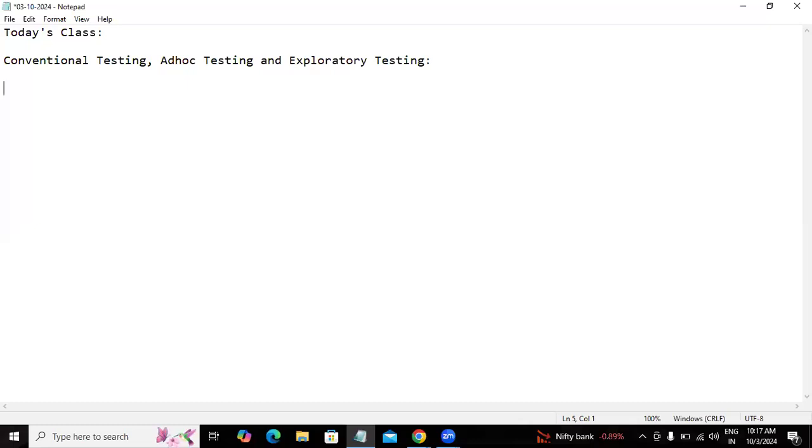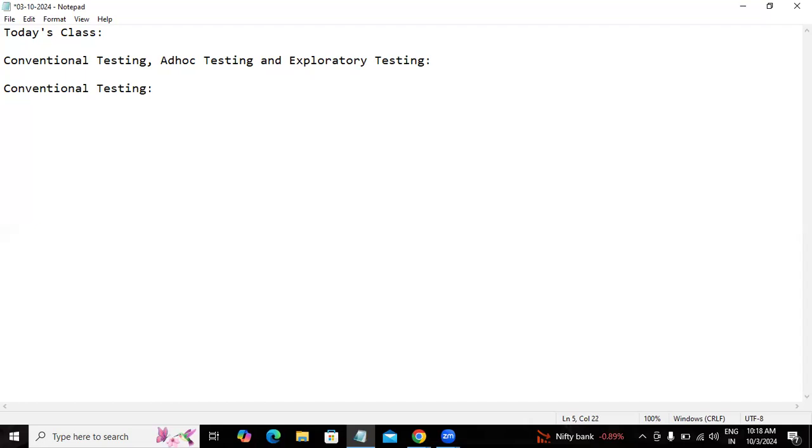Here is the conventional testing process. Conventional testing means whenever we have the requirements, we are going to perform conventional testing. Whenever we don't have requirements, then we are going to perform ad hoc testing or exploratory testing. In conventional testing, first of all, we start a project, and I'm going to explain the conventional testing concept first.